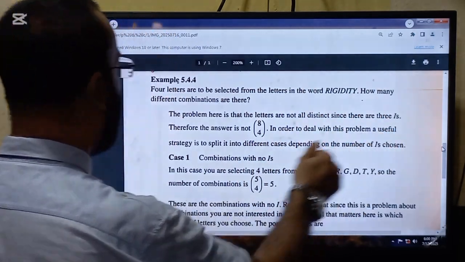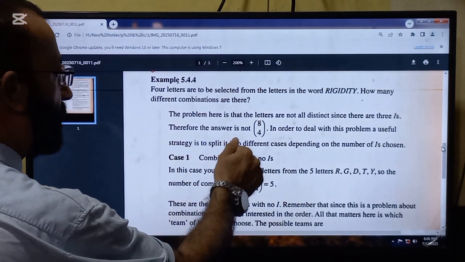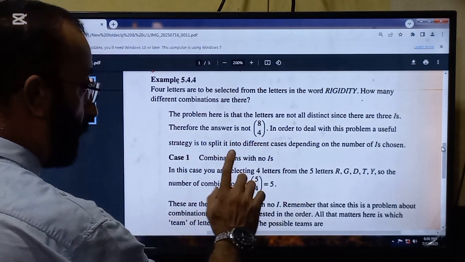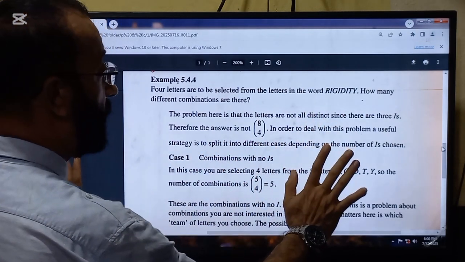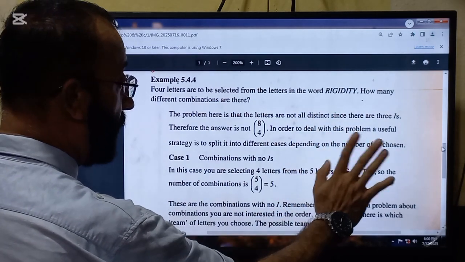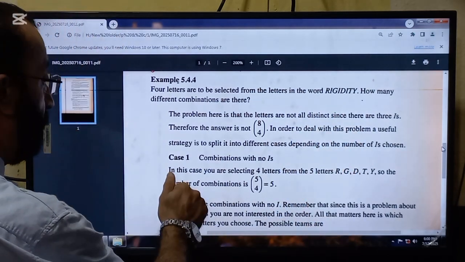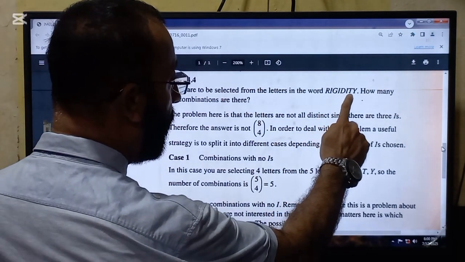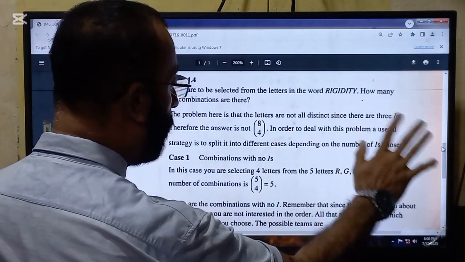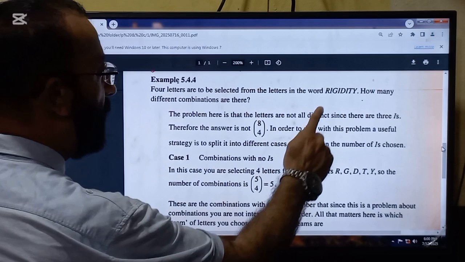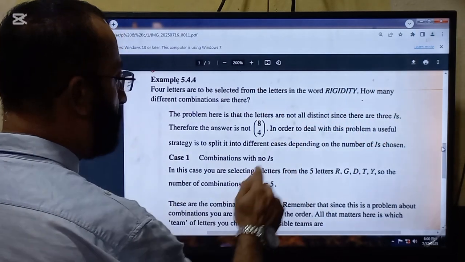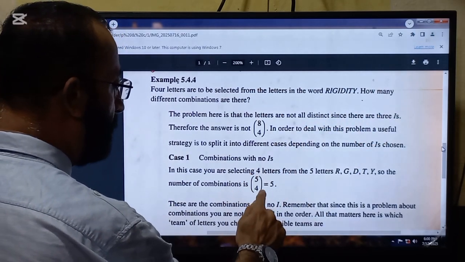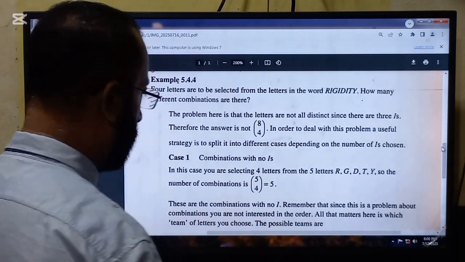Since there are 3 I's, the answer is not 8C4, because identical letters are there, distinct letters are not there. So look now, the first case will be combinations with no I's. In total there are 8 letters. If there is no I, then 5 letters will be left. So 5C4. When you solve it on the calculator, this will be the answer.